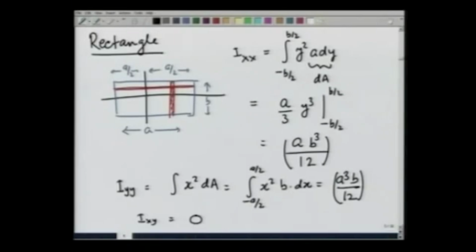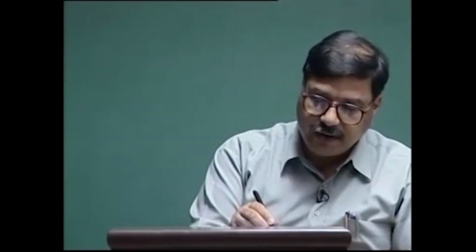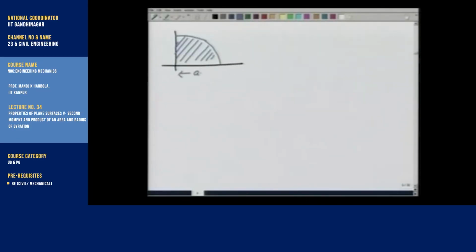So we have also calculated the second moment and product of area for a rectangle. As a third example, we will make it slightly more complicated, and I wish to calculate the second moment and product of area for an ellipse, a quarter of an ellipse here, with semi-major axis A and semi-minor axis B. The equation for the ellipse is x squared over A squared plus y squared over B squared is equal to 1.